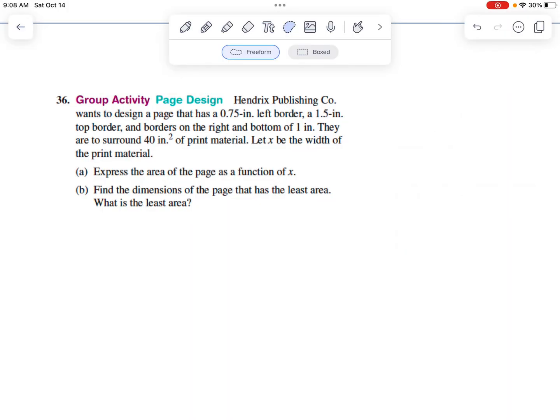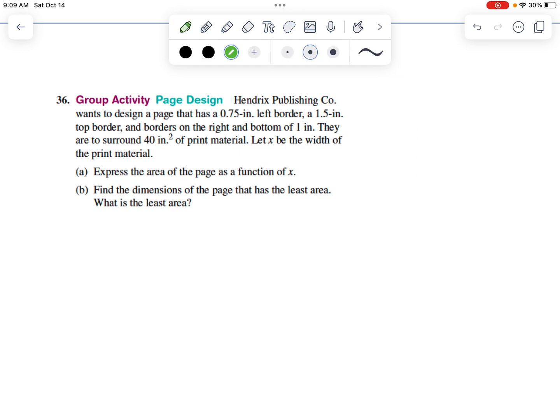All right. Hello, everyone. Let's finish up the examples in the 2.7 notes. So, number 36, Hendricks Publishing Company. They want to design a page that has a border all around it, and they give the dimensions of the border. And they're surrounding 40 inches squared of print material, and X is the width of the print material.